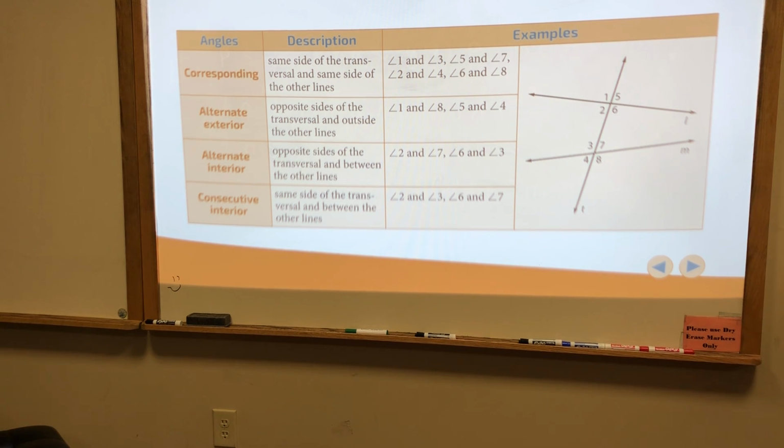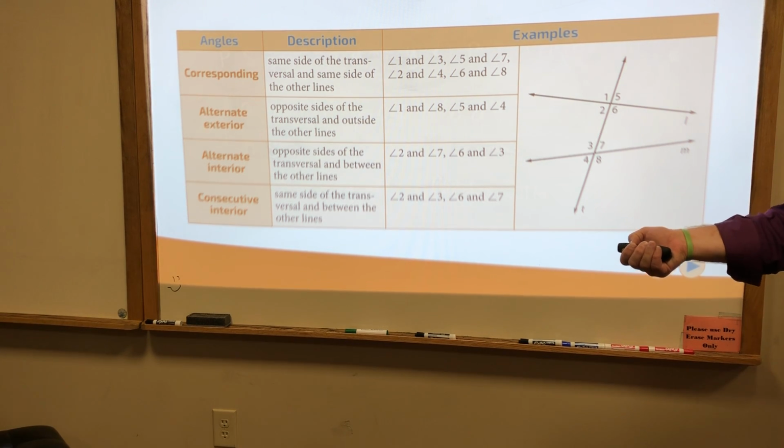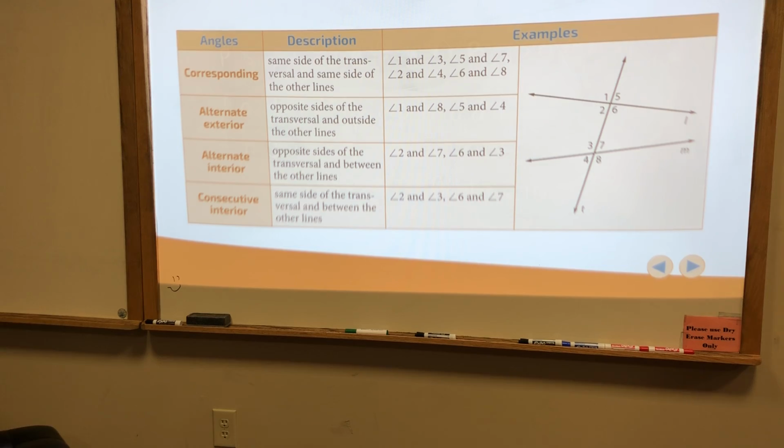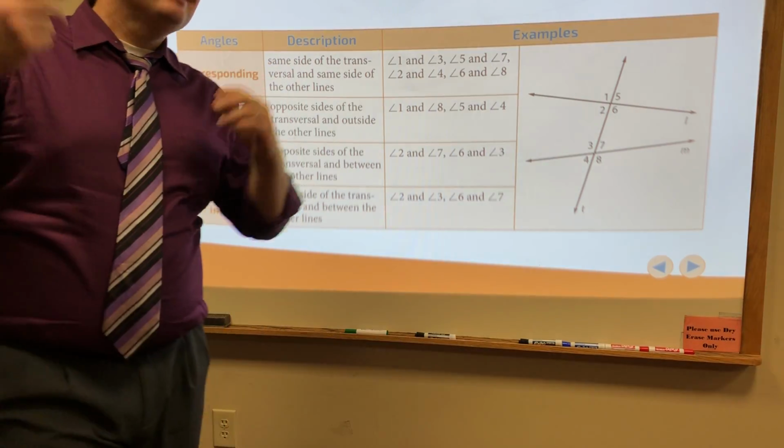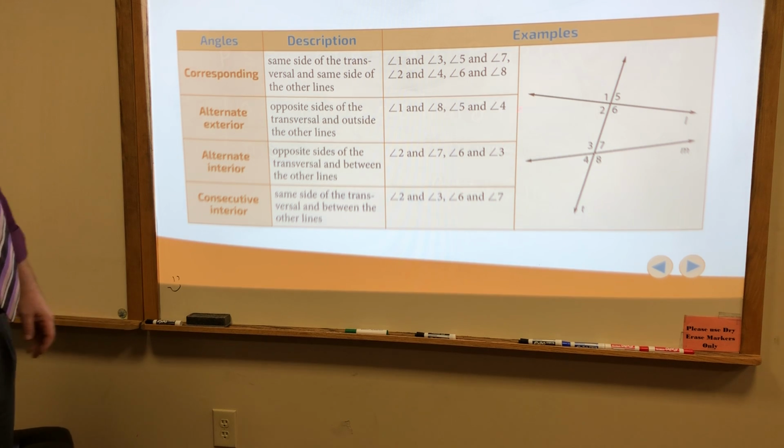Now, the last one is consecutive interior. So once again, what does interior mean, Brenton? What does interior mean? It means where? Inside. Good. So consecutive interior. Now, remember I told you what consecutive is. So what would be consecutive here? 2 and 6, 3 and 7. Good. Those two together are interior and they're consecutive.